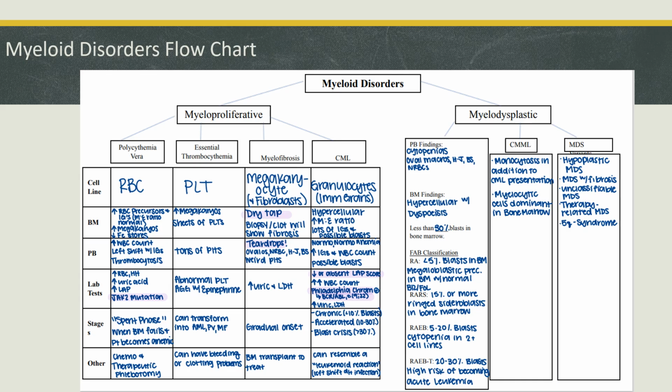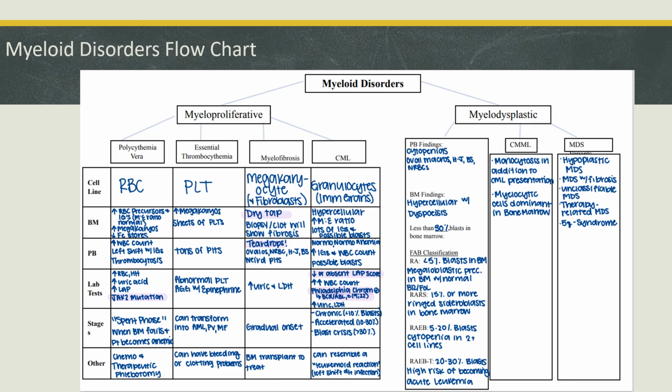Next, we've got some other lab tests for myelofibrosis: increased uric acid and LDH, so that lactate dehydrogenase. Myelofibrosis is typically a gradual onset, and it usually occurs when another myeloproliferative disorder has transitioned into myelofibrosis. Bone marrow transplant is the best way to treat it. But again, depending on your overall health and wellness, you may or may not be a candidate for that.